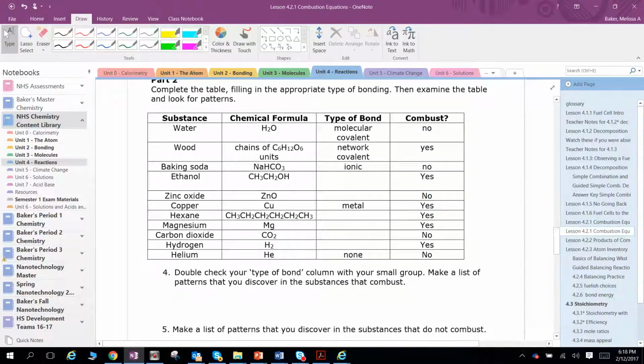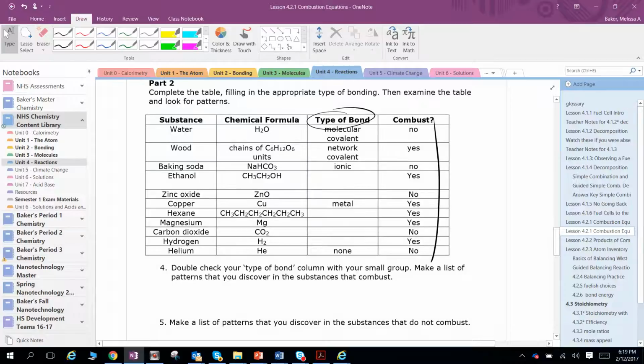Then we looked at some trends. We had some different types of bonds, and we looked at patterns of will they combust. Something that we noticed about things that do combust is there are a lot of carbons and hydrogens, and oxygens are involved in those molecules sometimes. But carbon dioxide is carbons and oxygens, and that does not burn. And H2O, hydrogens and oxygens, just those two, also does not burn.